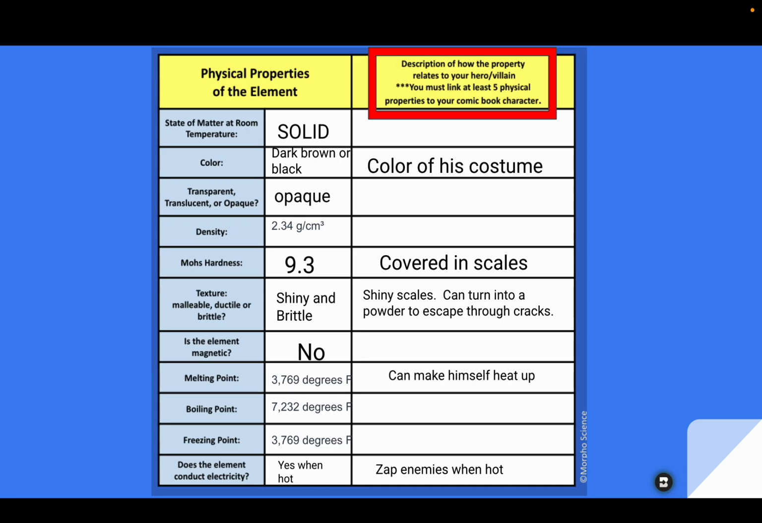So once all of your elements, your requirements are finished, remember on page 1, underneath the physical properties of the element, you have to have at least 5 properties that you've linked back to your comic book character. So 5 physical properties of the element. You are using personification to turn those into some sort of a characteristic or background or some kind of superpower, or maybe the way their costume looks or their hair or something about them, okay? If you're having a hard time with this, come talk to me.